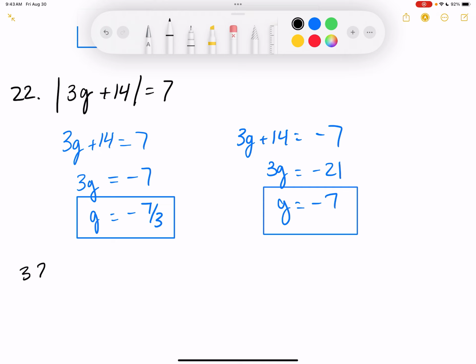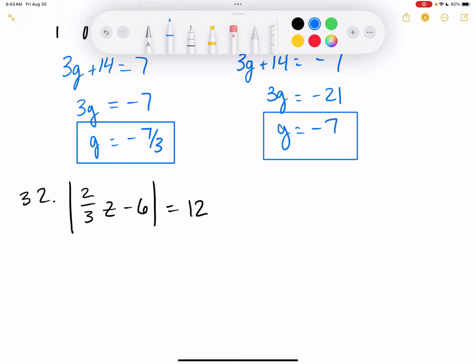Number 32. Is this being recorded? Yes. The absolute value of 2/3 z minus 6 equals 12. So 2/3 z minus 6 equals 12, or 2/3 z minus 6 equals negative 12. So 2/3 z equals 18.